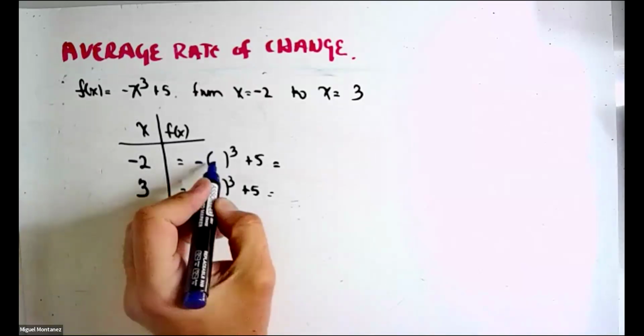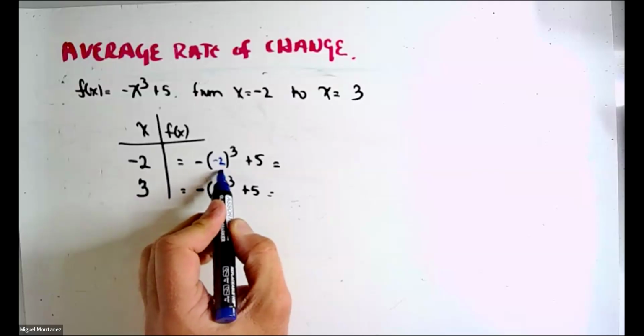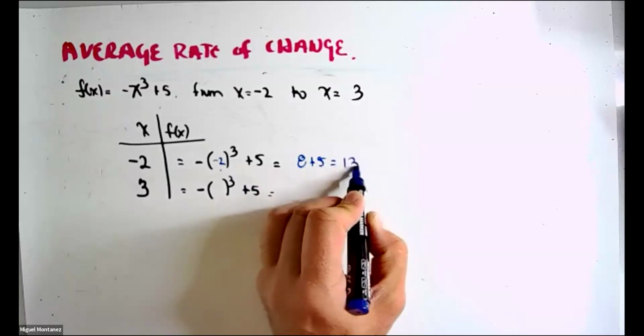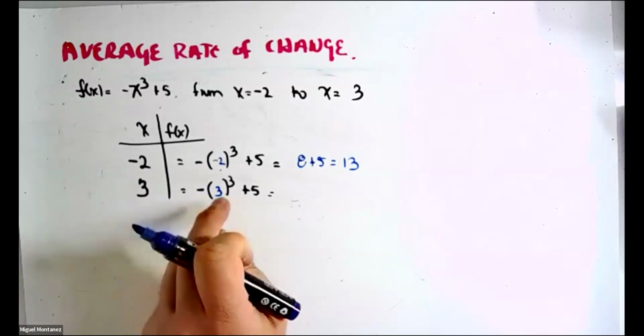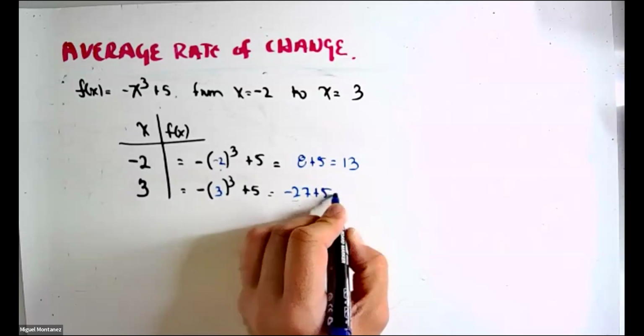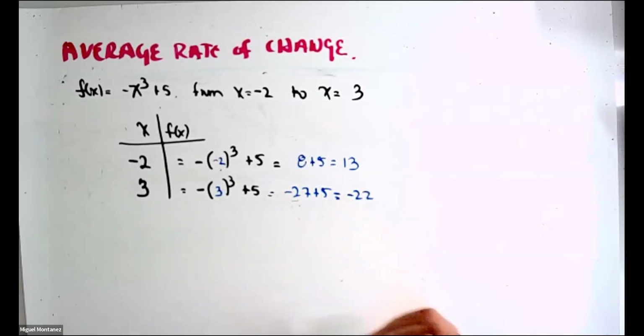When the input is negative 2, negative 2 cubed will be negative 8. Opposite of negative 8 would be 8, plus 5, that will be 13. Here when the input is 3, 3 times 3 times 3 is 27. It will be minus 27 plus 5, that will be minus 22.